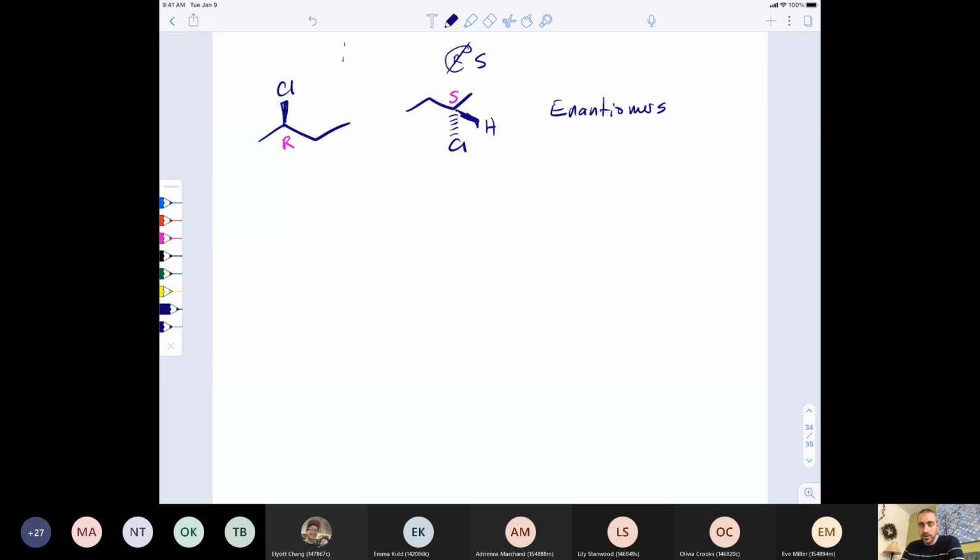Diastereomers are typically molecules that come in cis-trans pairs. So the easiest example to see would be something like this. Right? One's cis, one's trans. These would be diastereomers.